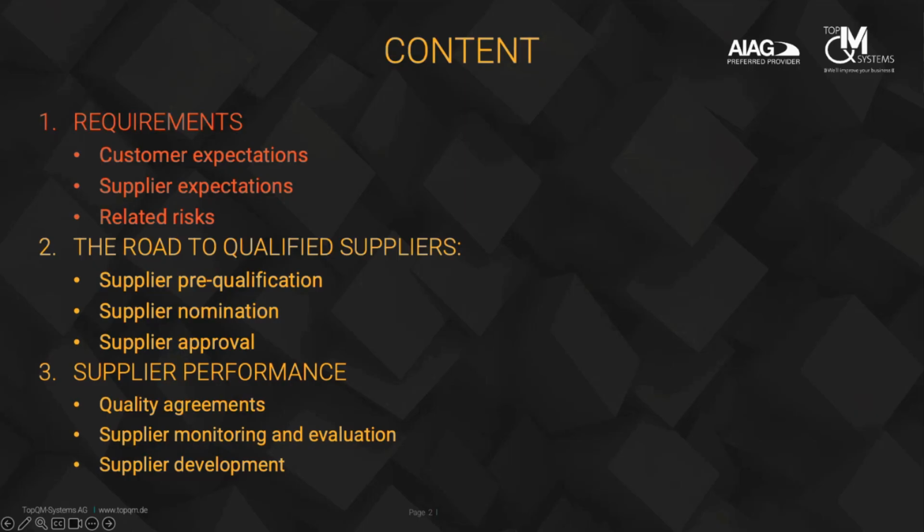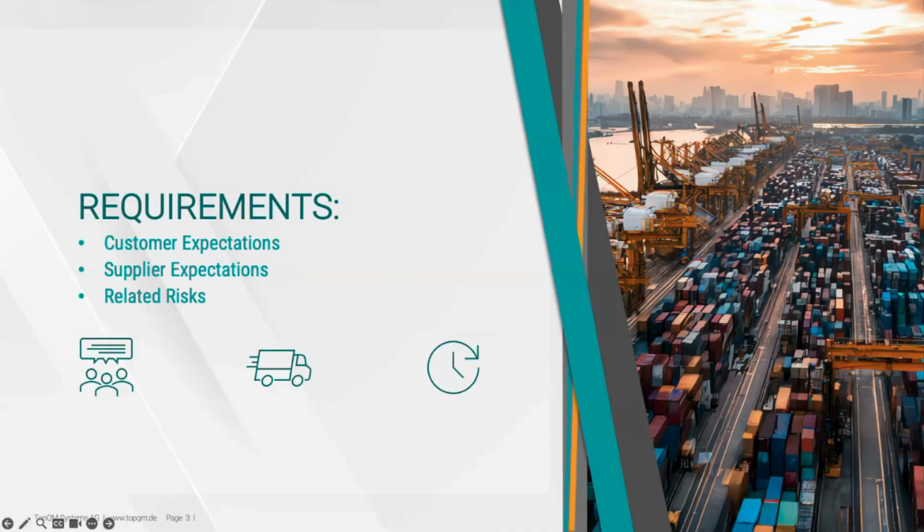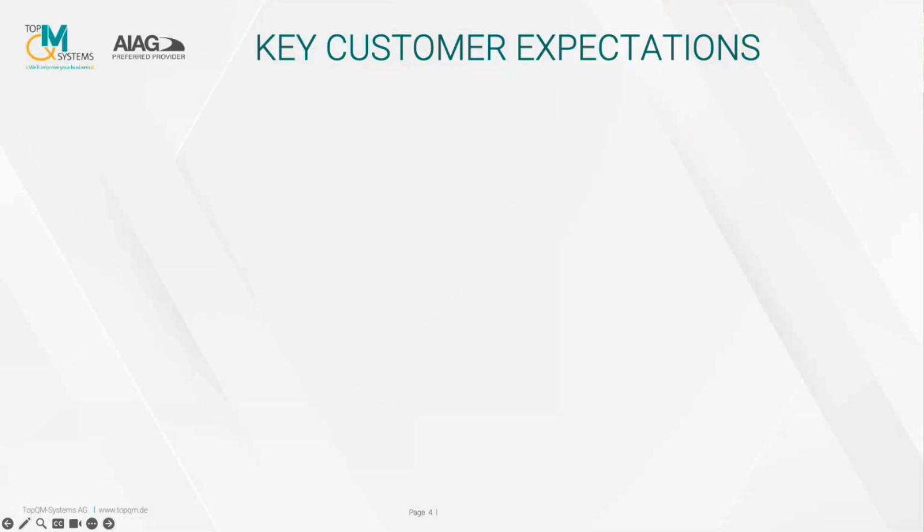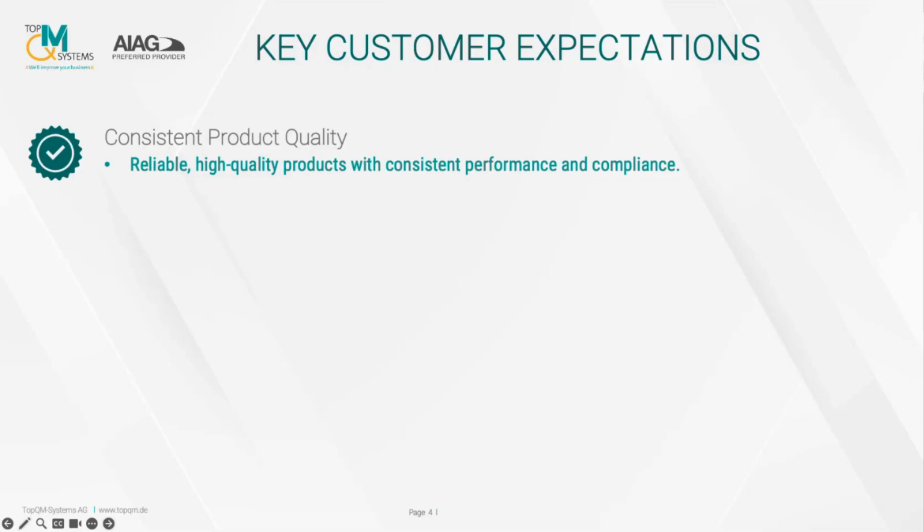All right. So what are we looking at? Obviously, the customer expectations, supplier expectations, and the related risks. And what do we actually look for? Number one, the customer will have expectations regarding the quality of a product, and expects this quality to be consistent, thereby providing reliability, a high-quality product with consistent performance and a level of compliance, right? Compliance also means legal and regulatory requirements, being compliant with market requirements as far as any authority might dictate.